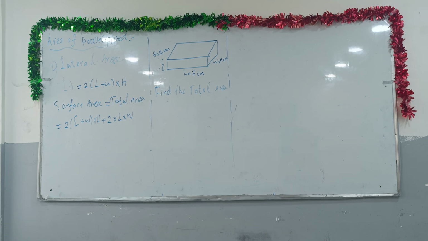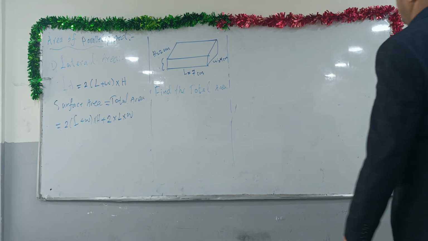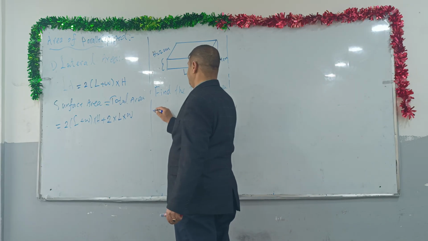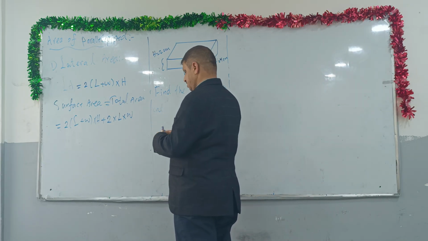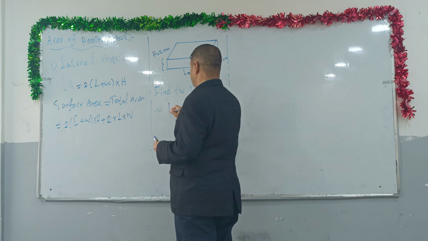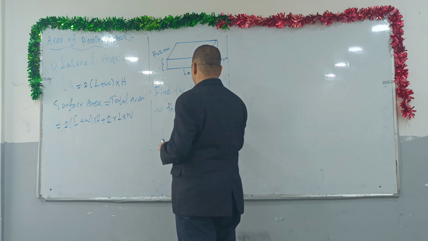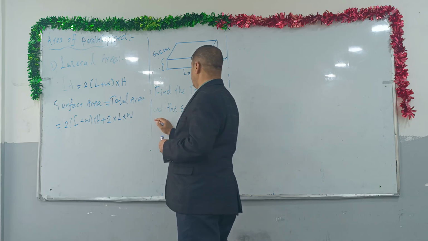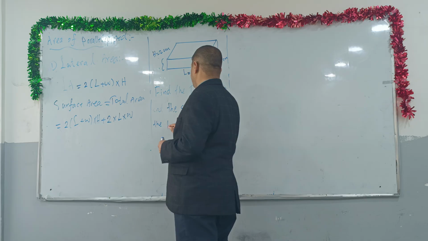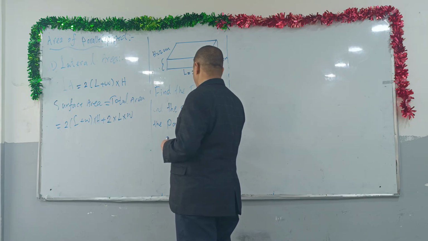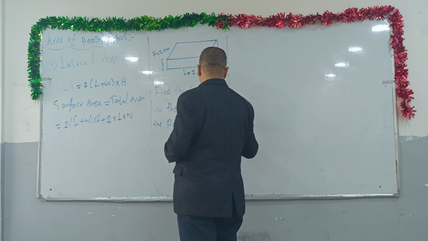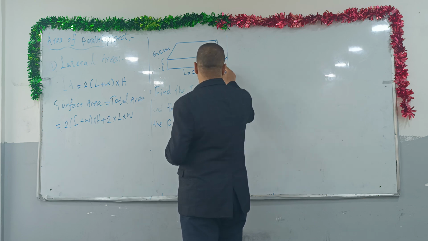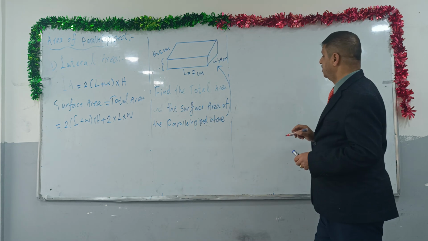Find the total area and the surface area of the parallelepiped above. Solution.